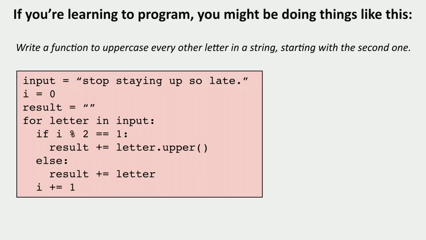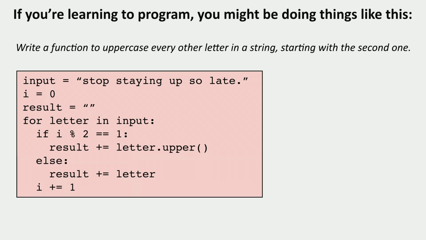If we write some code to do this in Python, it might look like this. Don't worry if you haven't seen Python before or don't understand it. We're not going to use very much Python in these exercises. I'm just using this as an example. We start off by defining the input as a string, "stop staying up so late", as well as a variable I, which we set to 0, and a result string, which we set to the empty string.